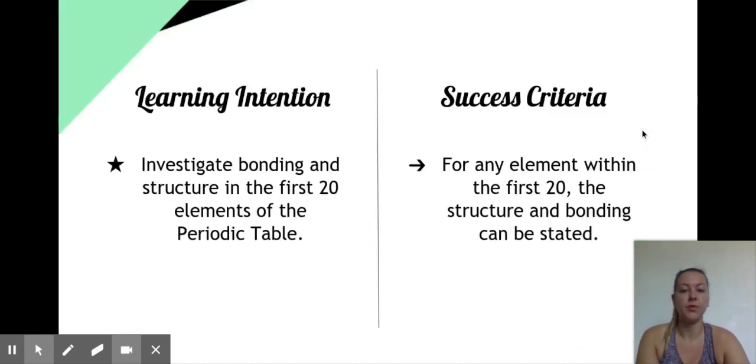So what do we want to achieve today? We want to investigate the bonding and structure in the first 20 elements of the periodic table. So you're going to learn the bonding and structure of some new elements that we haven't discussed before. And the success criteria is that for any element within the first 20, you can state the bonding and structure of that element.